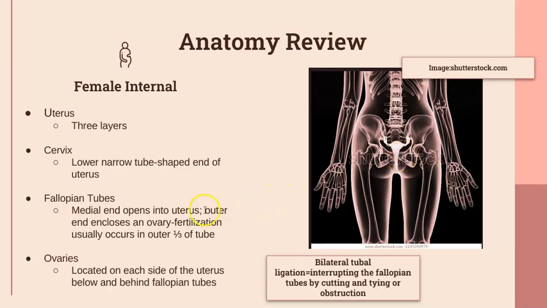The fallopian tubes are at the medial ends. They open into the uterus. The outer end encloses the ovary, and fertilization usually occurs in the outer 1/3 of the tube. Ovaries are located on each side of the uterus, behind and below the fallopian tubes.